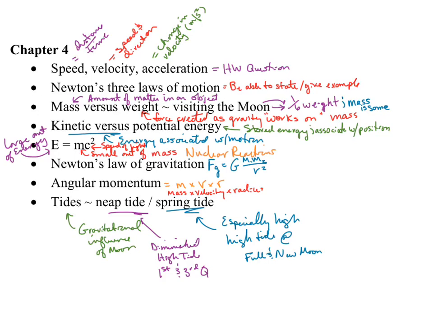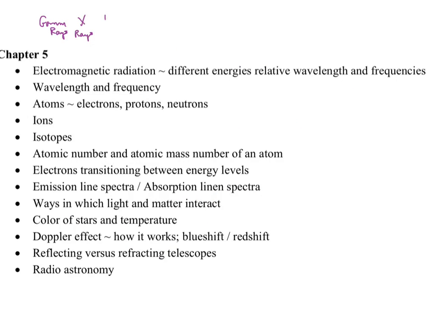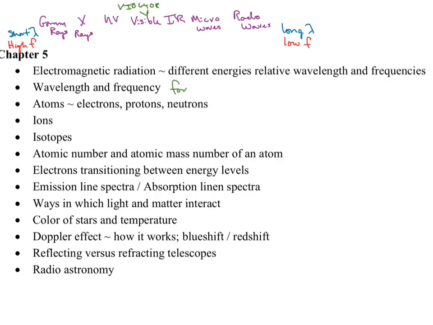And then on to chapter 5. So here are the cousins listed at the top there. Different forms of electromagnetic radiation: gamma rays, X-rays, ultraviolet, visible, infrared, microwaves, and radio waves. They're written from short wavelength to long wavelength. The short wavelengths have high frequency and the long wavelengths have low frequencies. For electromagnetic radiation, if you take any energy, its wavelength times its frequency is equal to c, the speed of light.